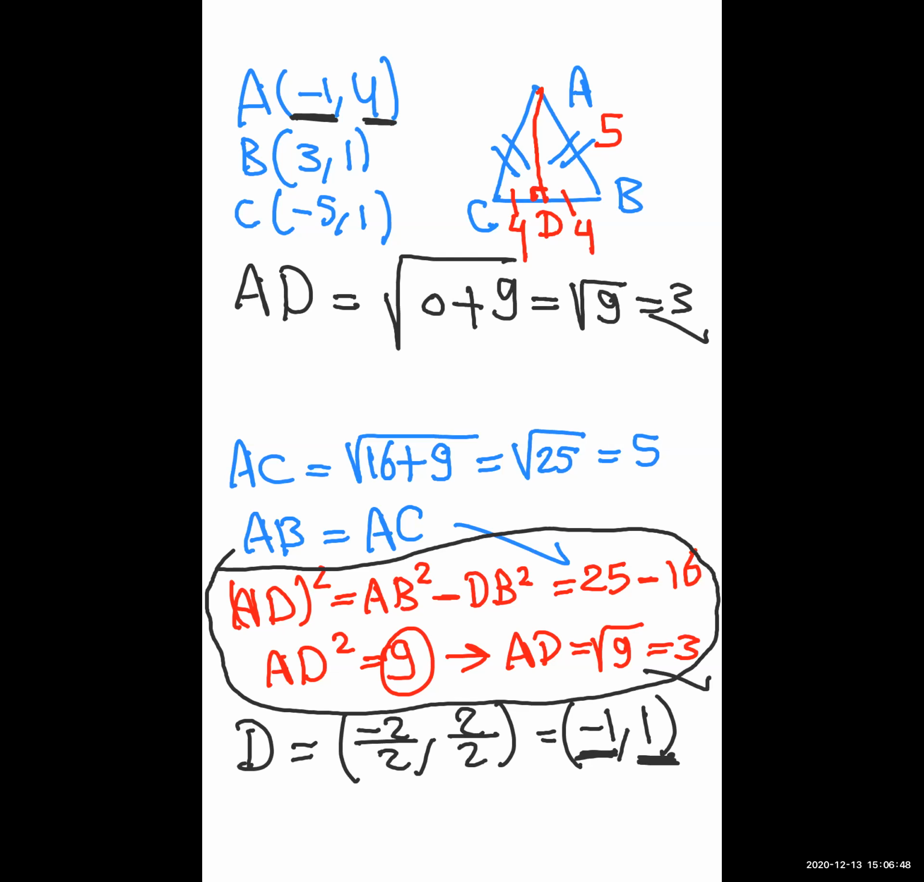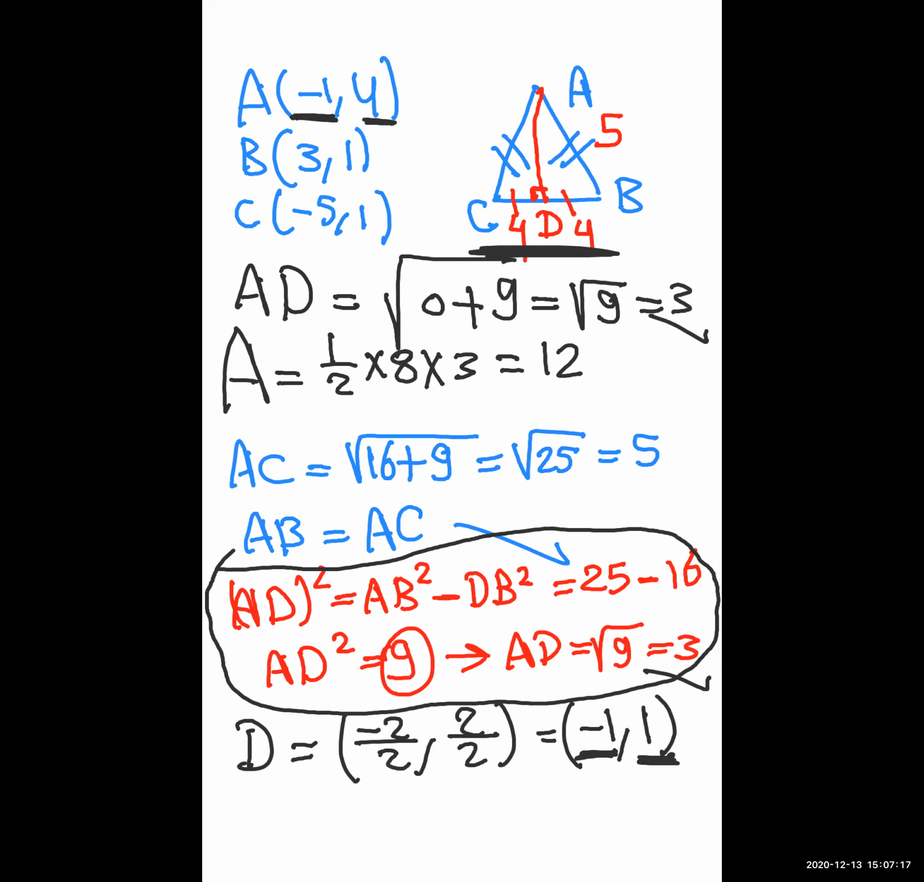Now get the area. Area will equal half base, which is 8, times the height, which is 3. So it will equal 12 square units. Okay, guys, is it clear? Yes. Any questions till now? All of you guys, any questions? No. Oh, thank you, Master.